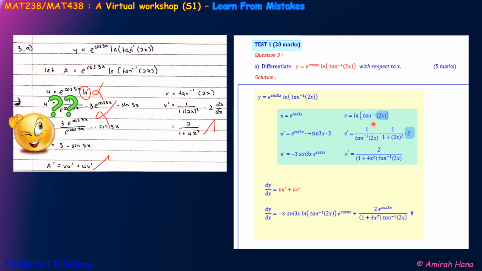And then back to yang ni tadi. After we simplify, we have 2 ni maksudnya over 1. So 2 times 1 times 1, so dapat 2 over. Yang ni 1 plus 2x and then squared in bracket. So kita dapat 4x squared and then inverse tangent 2x. Okay, ini kita punya v prime.